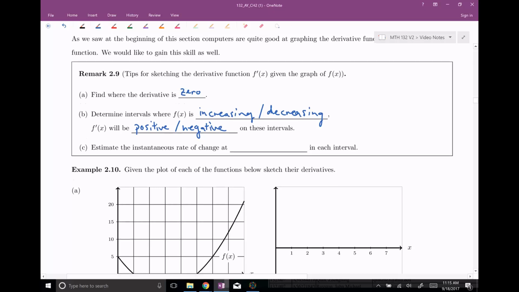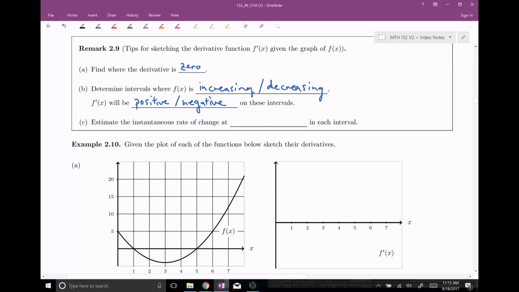And then finally, we'd like to estimate the instantaneous rate of change at a few select points. So let's just say select points in each interval, just to get a few dots, and then we can connect those dots. All right, let's see how it's done.